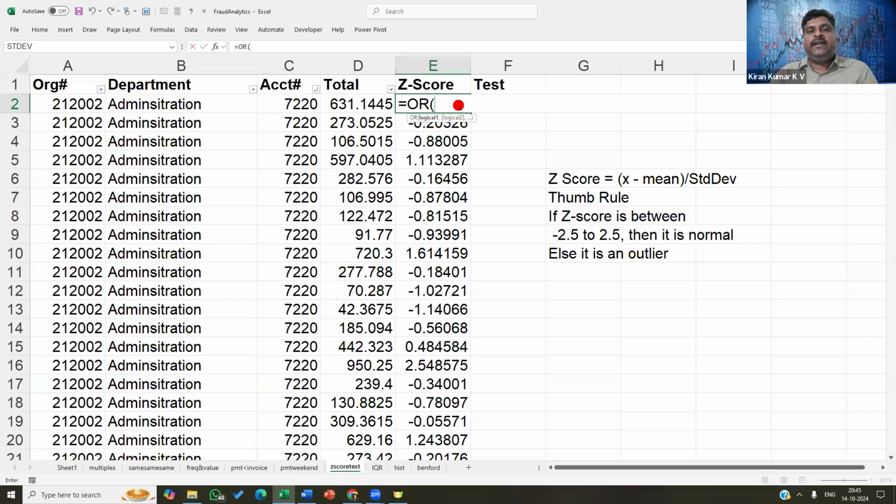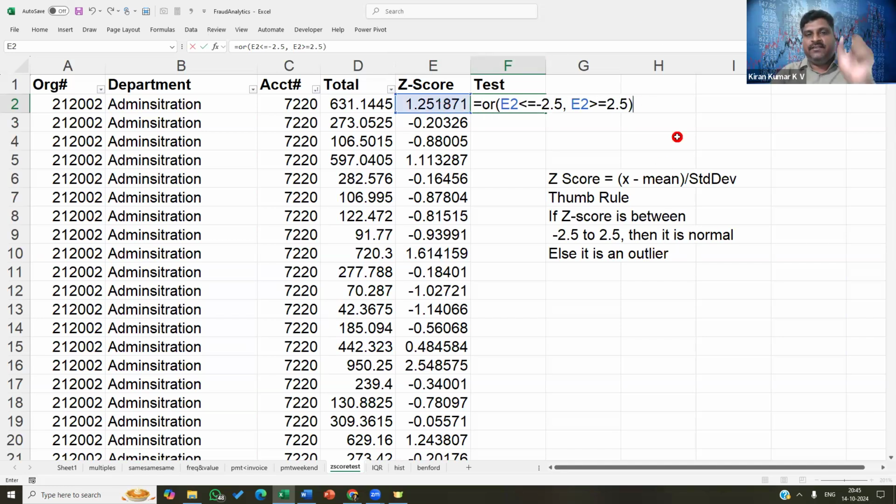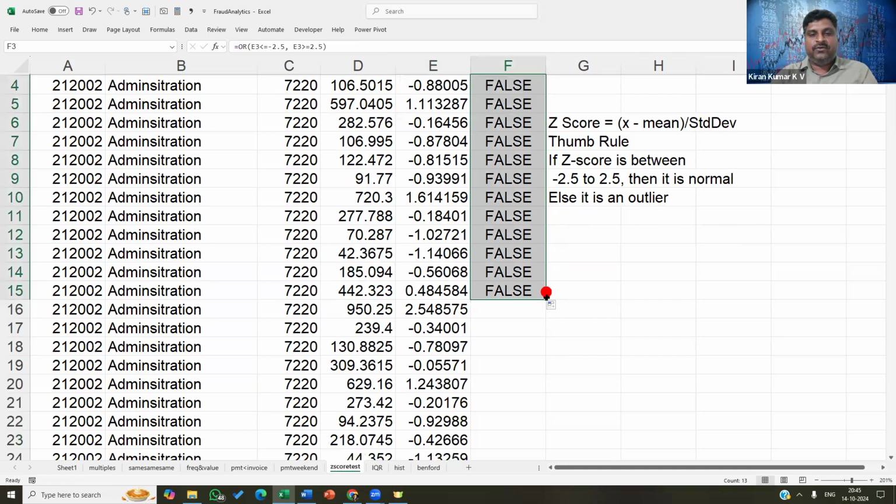So for me, there are two conditions. One is whether the Z score is less than or equal to minus 2.5. The second condition is whether the Z score is more than or equal to 2.5. If either of these is matching, it gives true. It is telling false now, which means both conditions are not matching. That means the Z score 1.25 is between minus 2.5 and 2.5. Therefore, no flag.